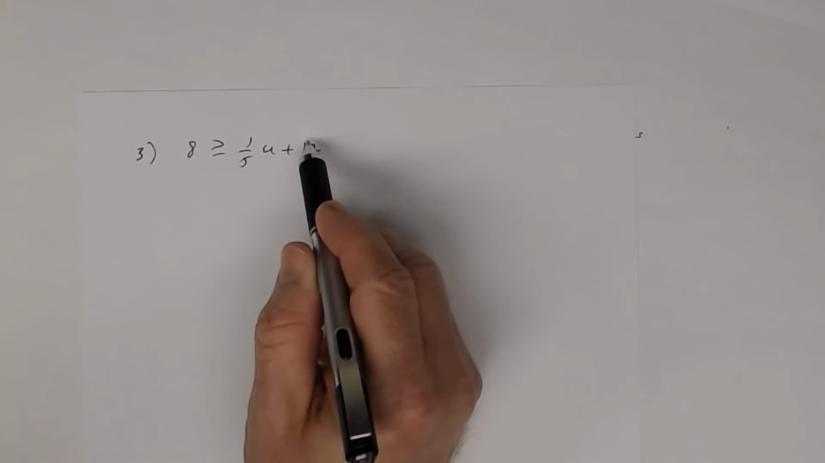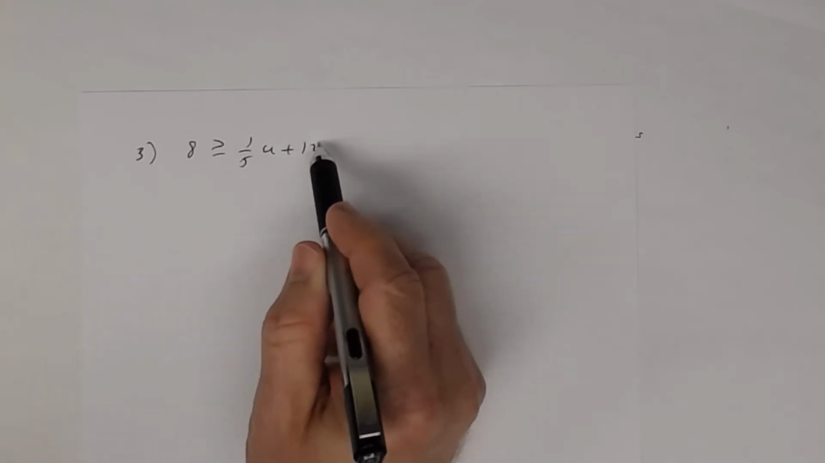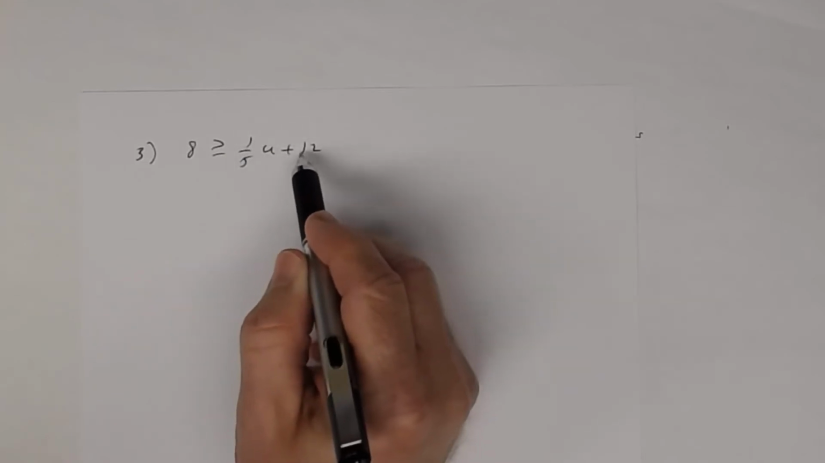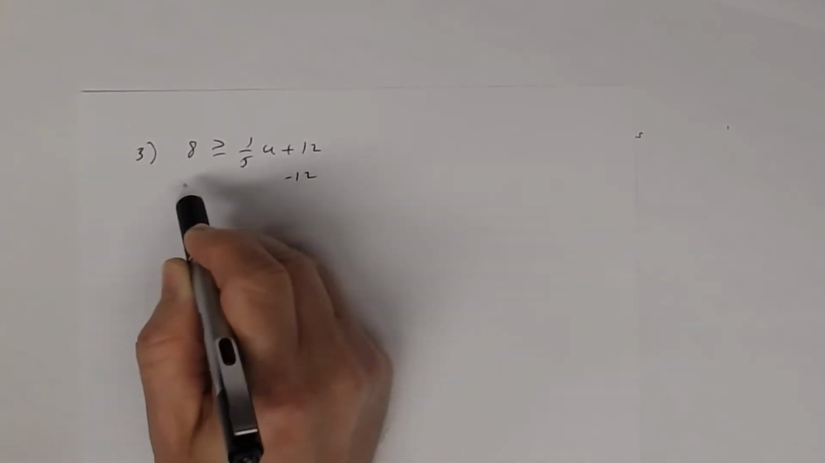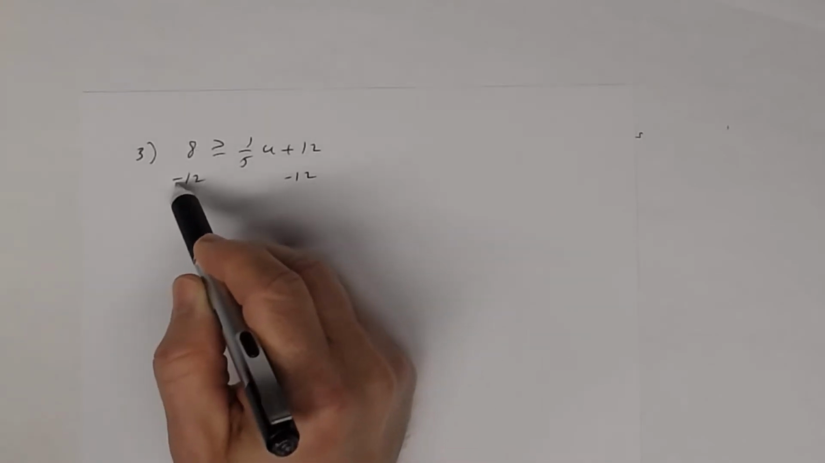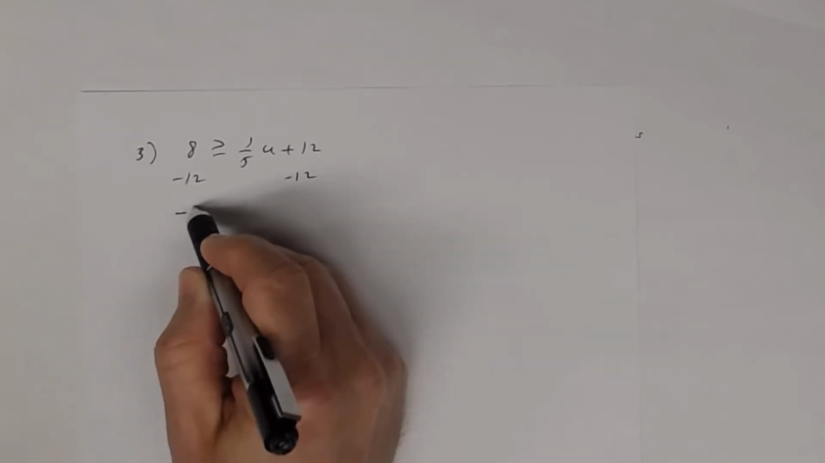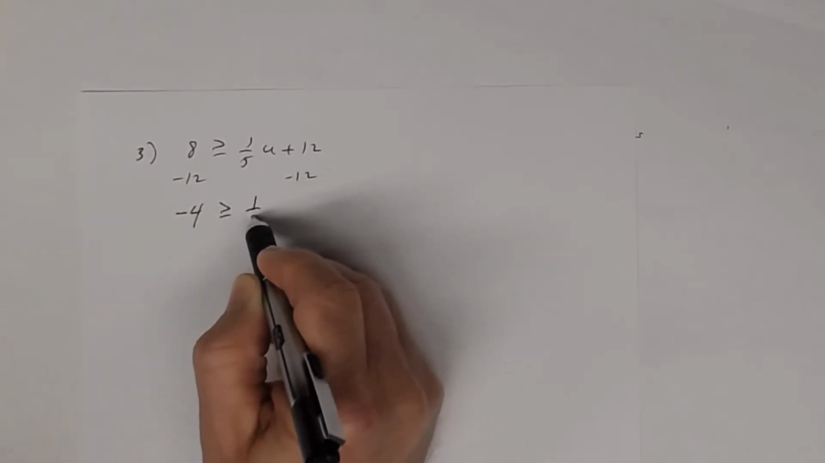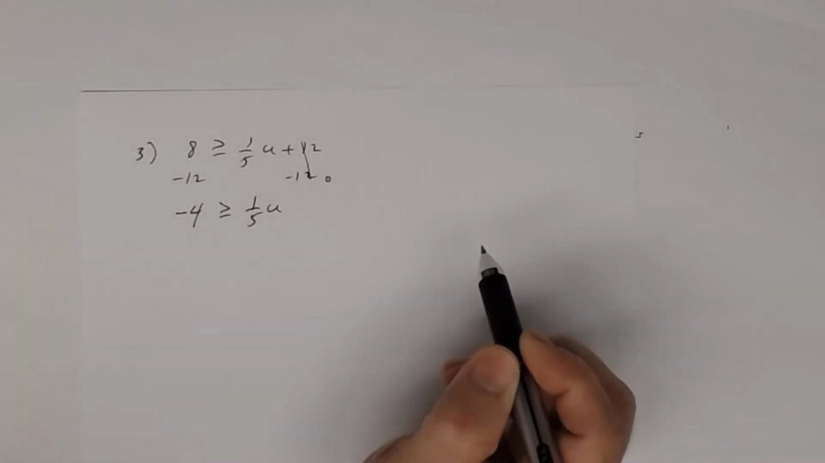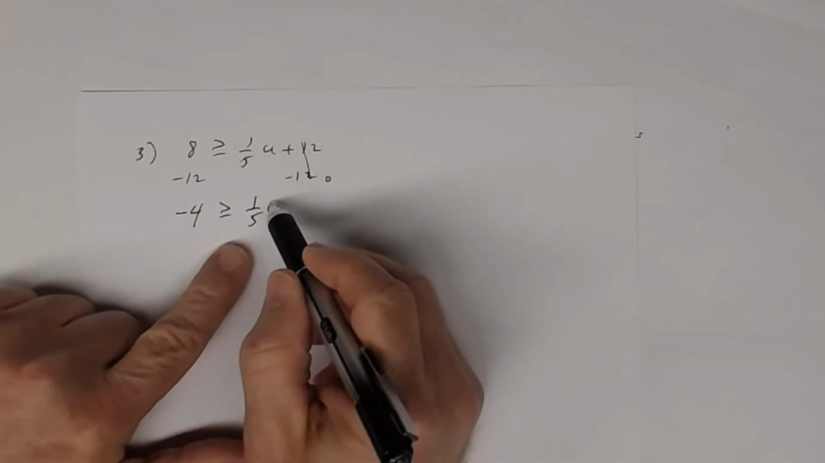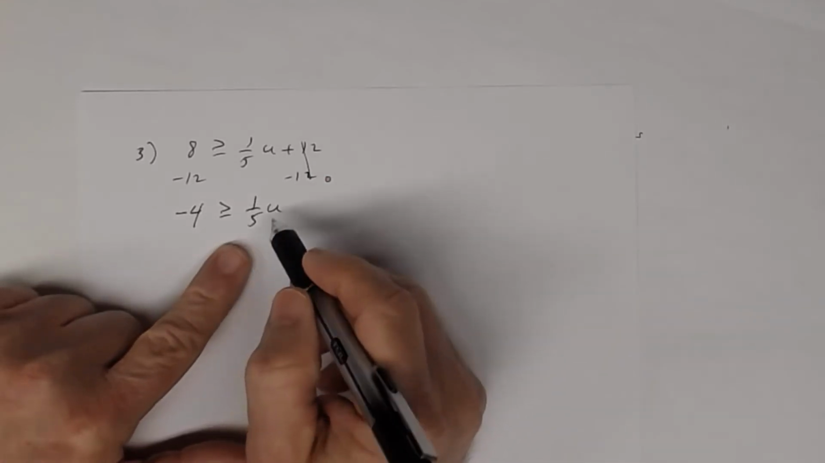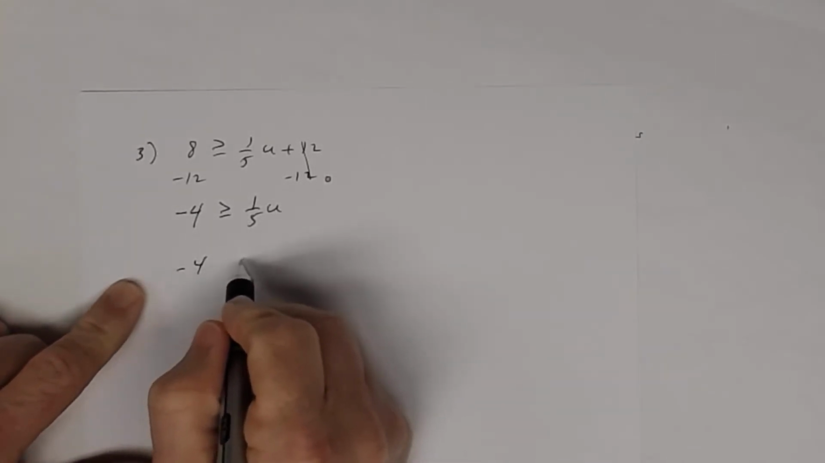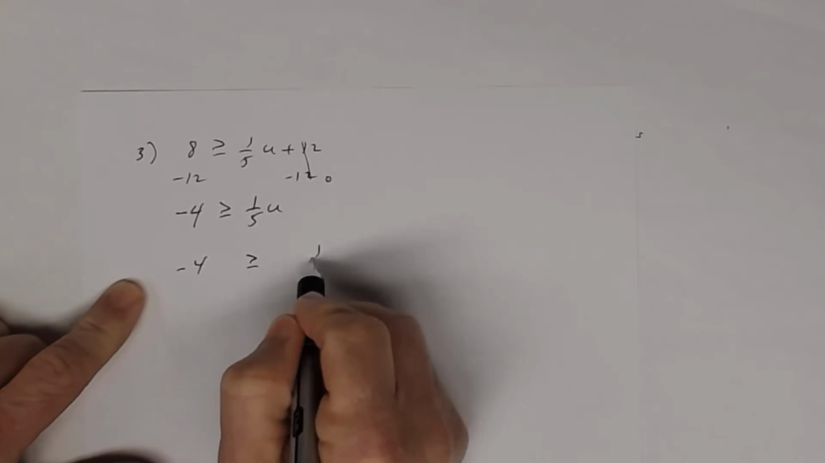Okay, so I need to go ahead and get rid of this 12 because I want to get this variable expression by itself. So right now I'm adding 12. The opposite is to subtract 12. All right, and so 8 subtract 12 is -4, right? -4 is greater than or equal to 1/5 u. 12 minus 12 is 0. All right, just like we did a while ago, I need to get this coefficient right here to be a 1. So let me go ahead and rewrite this and space it out a little. So -4 is greater than or equal to, and then 1/5 u.